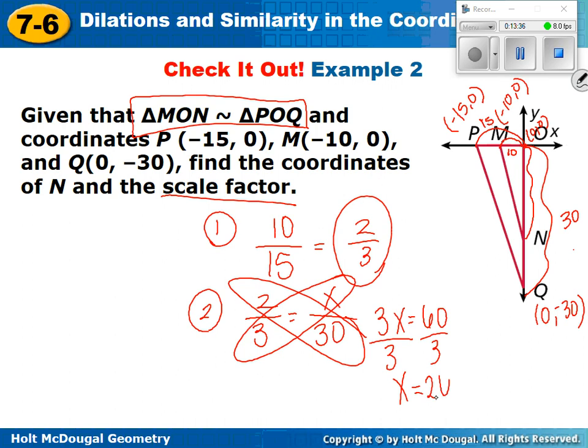20. But now when you write your coordinates, you have to think about, are we going left, right, up, down? So I'm going from the origin down 20. So where does that put my coordinate? 0, negative 20. Questions? Please ask if this is confusing to you on any step of the way.